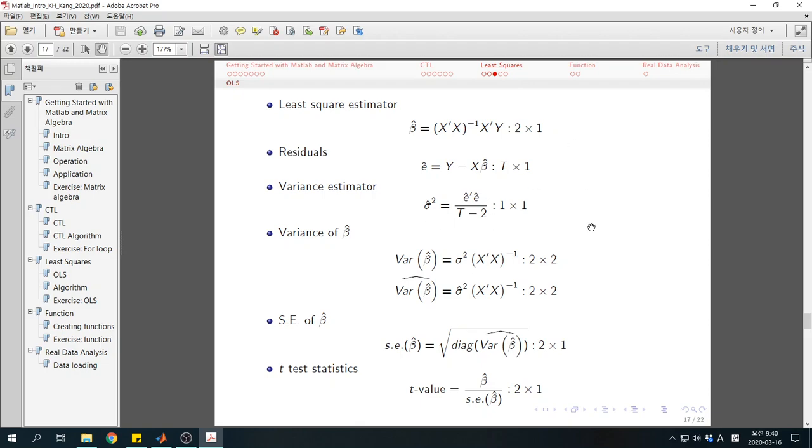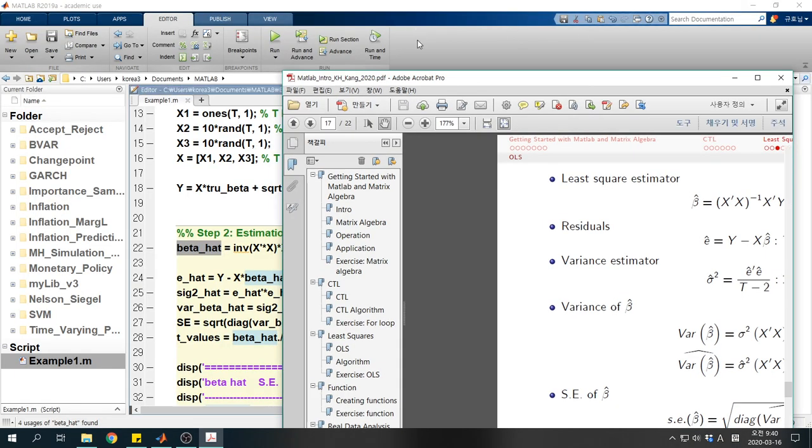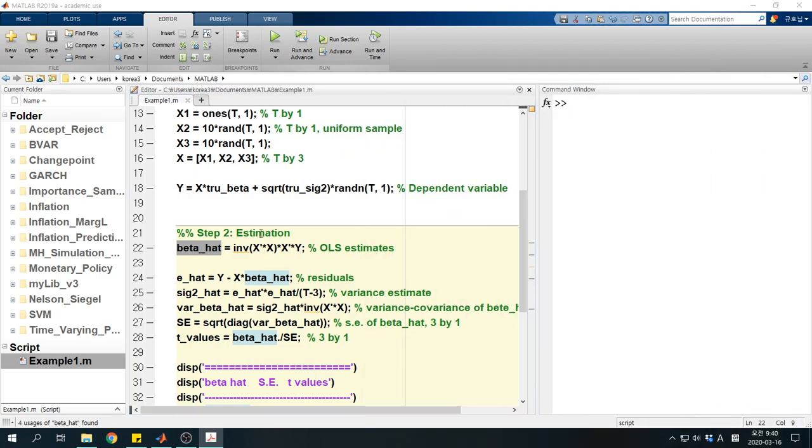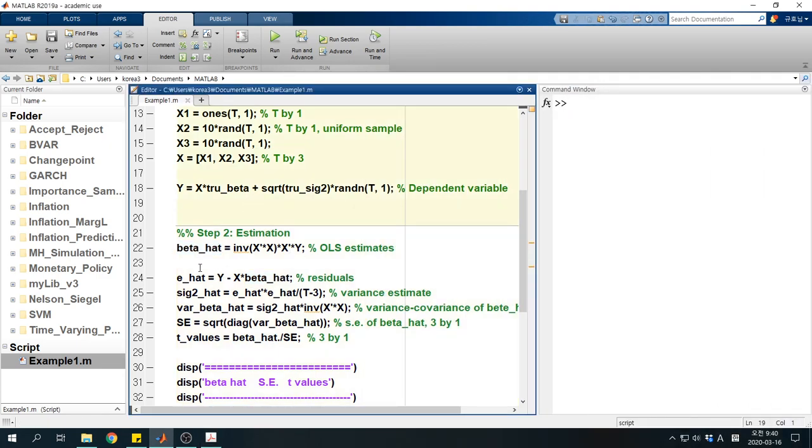So this sort of task must be sequential, and the sequence of the jobs is called an algorithm. This is the algorithm, right? And given this algorithm, we work on the coding following the algorithm. So we estimate the beta hat using this formula. Using this beta hat, we compute E hat. Using this E hat, we can estimate sigma squared hat.